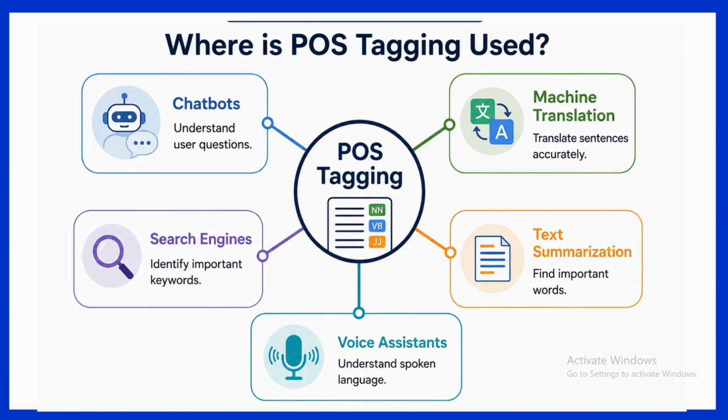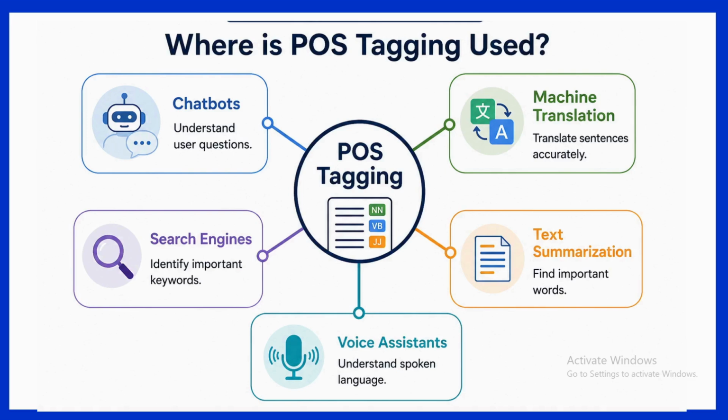So next we will move to the applications of POS tagging. Now let's see where POS tagging is used in real-time applications. The first application is chatbots. When we ask a chatbot a question, it identifies the important nouns, verbs, and other grammatical components to understand what the user wants. The second application is machine translation. When translating a sentence from one language to another, identifying the grammatical role of each word helps produce a more accurate translation.